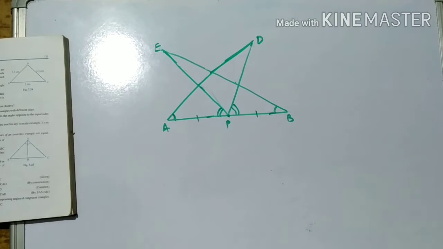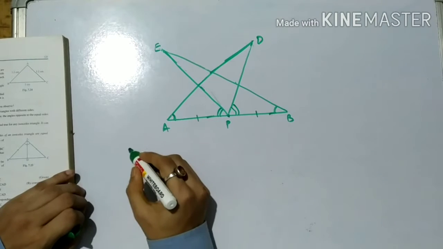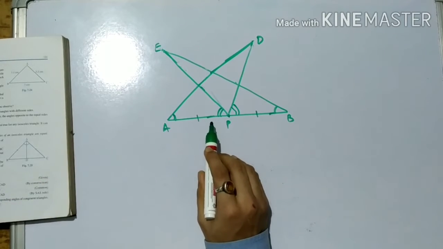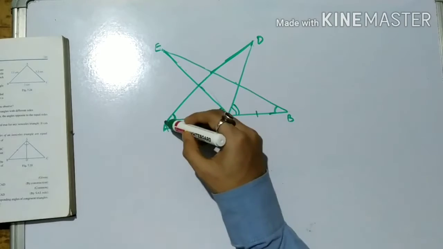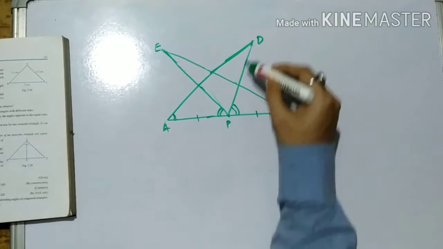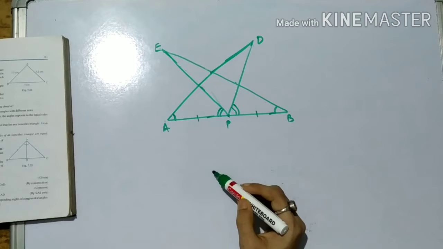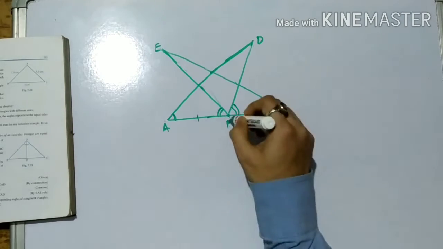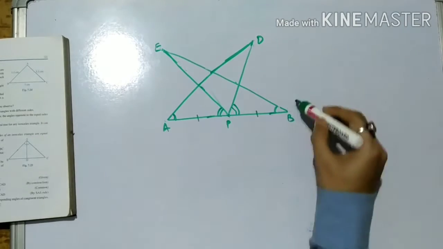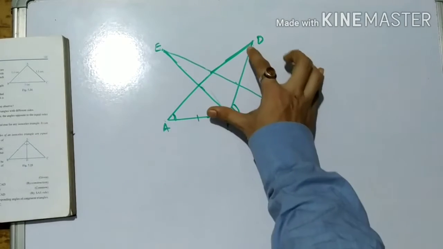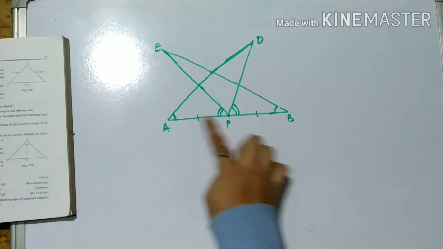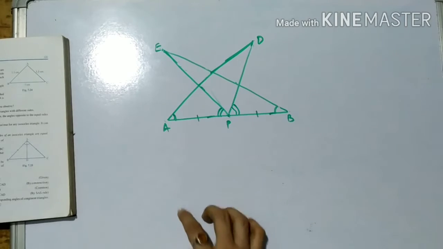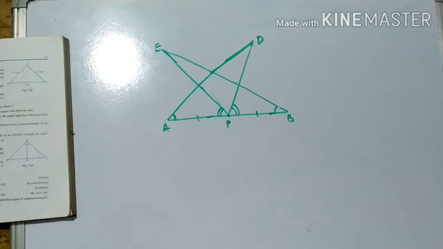So first of all, here I have to prove that triangle DAP is congruent to triangle EBP. This triangle DAP is congruent to this triangle EBP, I have to prove.